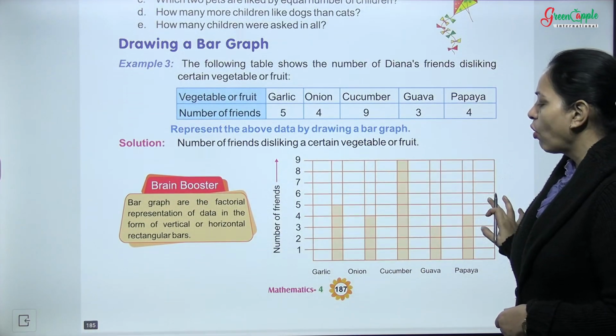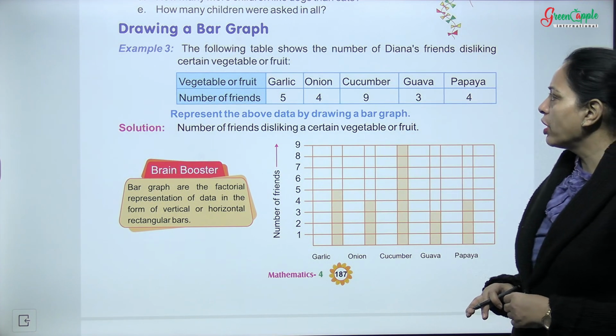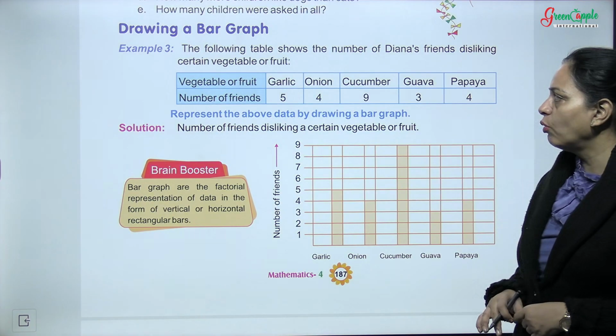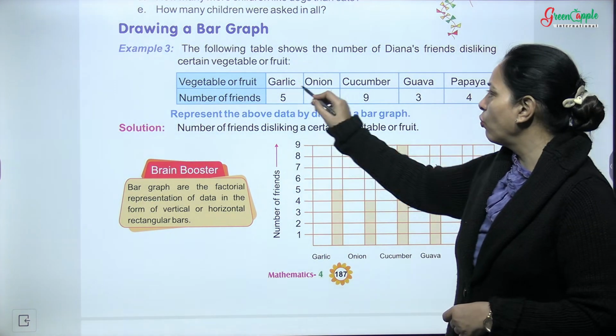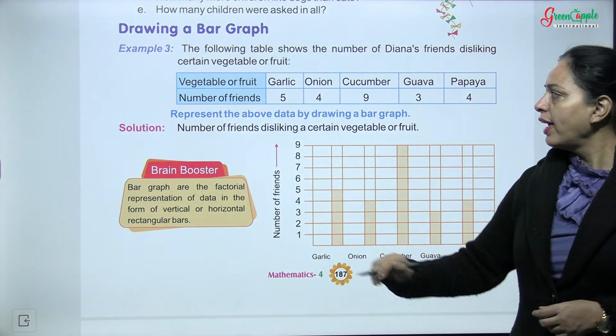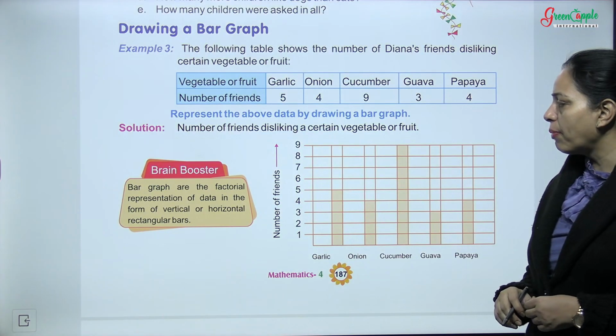Now next is drawing a bar graph. Example 3. The following table shows the number of Diana's friends disliking certain vegetable or fruit. Vegetable or fruit given: garlic, onion, cucumber, guava and papaya, and number of friends. So represent this data by drawing a bar graph.